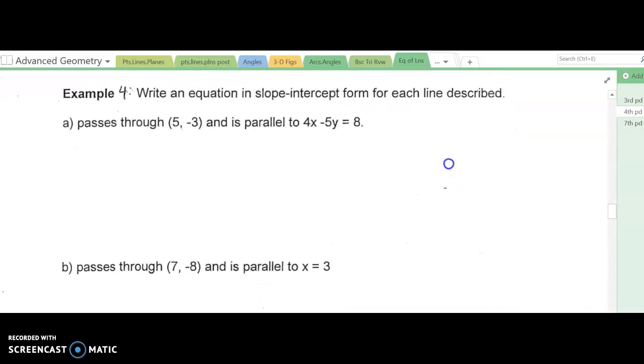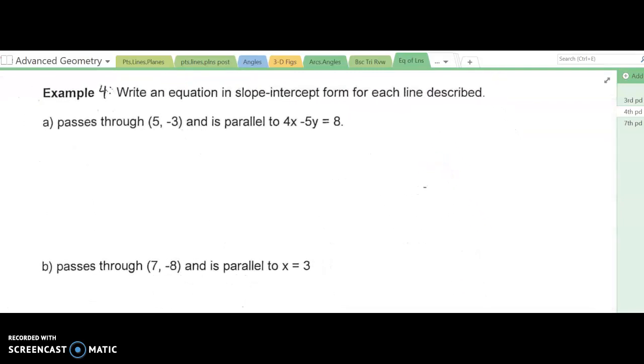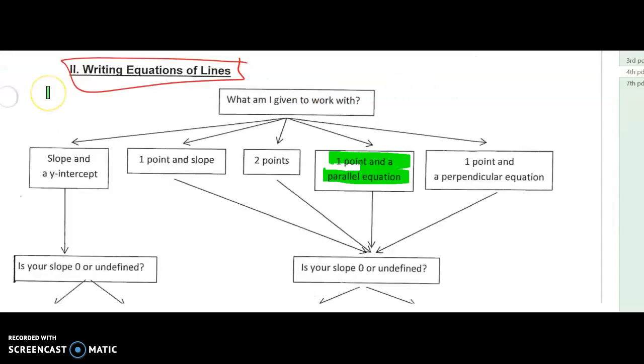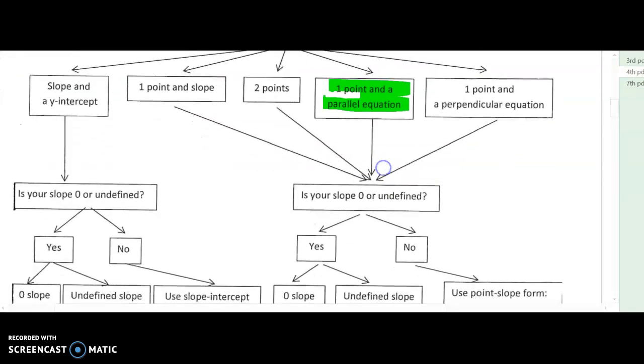All right, let's try another example. Example 4, write an equation of a line, again in slope-intercept form, y equals mx plus b format, for each line described. This time it passes through a point and is parallel to 4x minus 5y equals 8. So we're going to go back to that flow chart. So this time I'm given a point and a parallel equation.